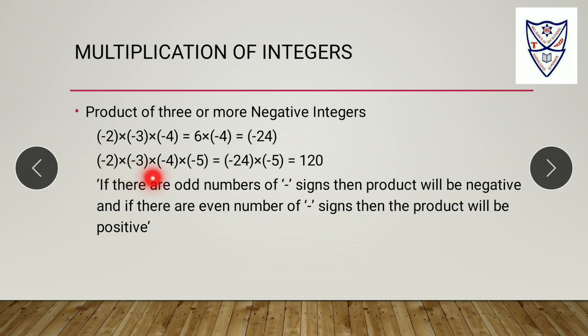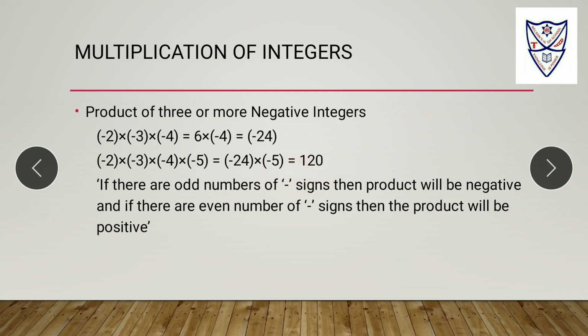Now the product of 4 negative integers: minus 2 multiplied by minus 3 multiplied by minus 4 multiplied by minus 5. Now minus 2 multiplied by minus 3 multiplied by minus 4 we have already done. It is minus 24, that we will write, minus 24 multiplied by minus 5. Here minus sign, here minus sign, so we will get the answer positive, and 24 times 5 is 120.